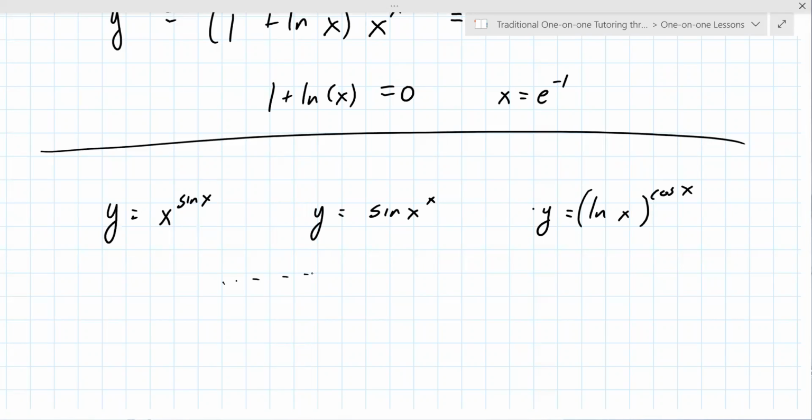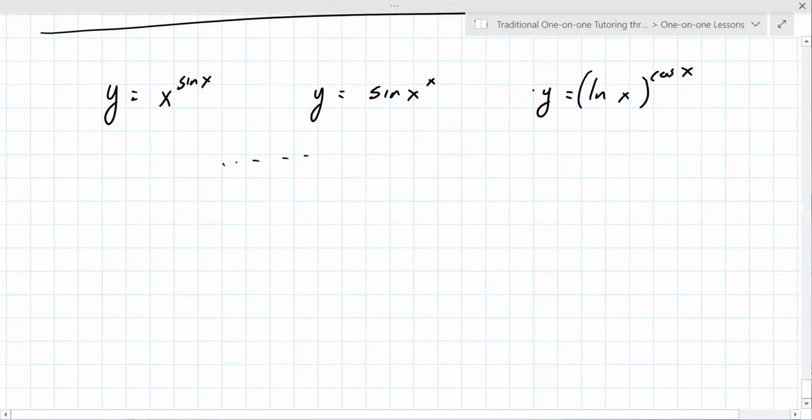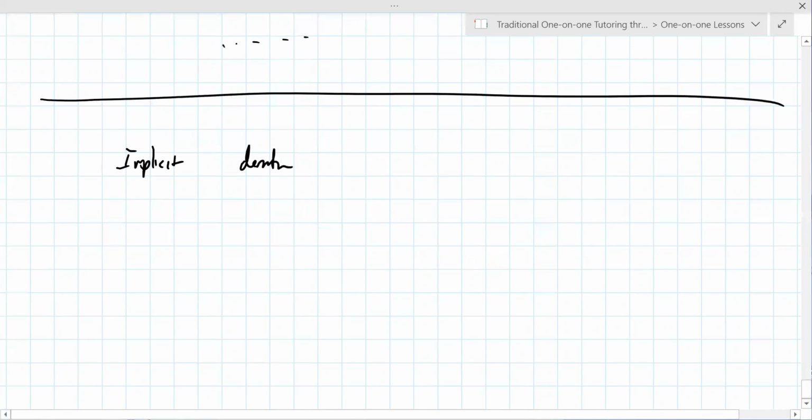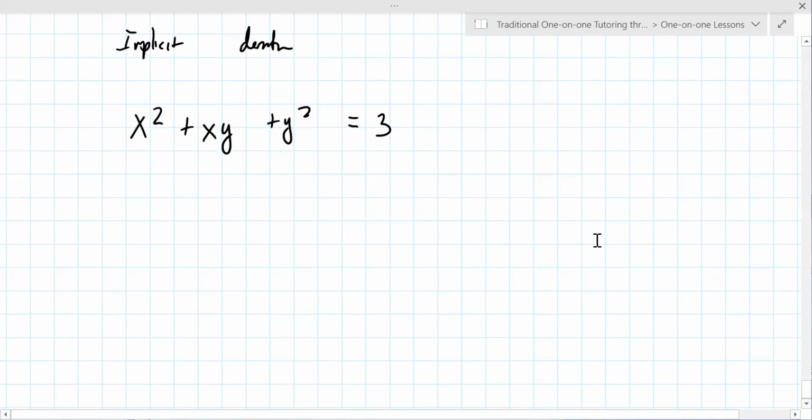All right. Oh, implicit derivatives. This is important. Implicit derivatives. You're definitely going to get some of these on there. So for example, I could say x squared plus xy plus y squared equals 3. Do you remember how to find implicit derivatives with y? Somewhat, is it something to do with you multiply the y by dy over dx or something?